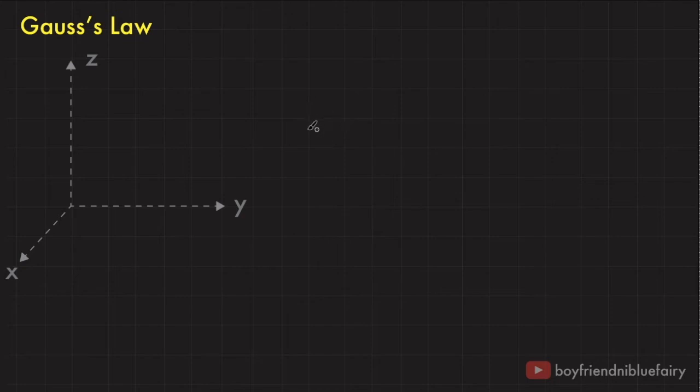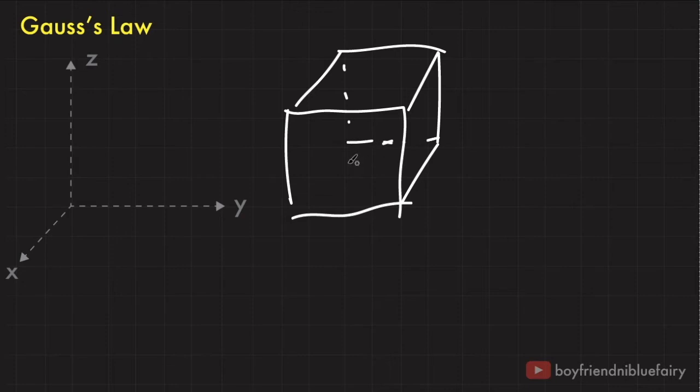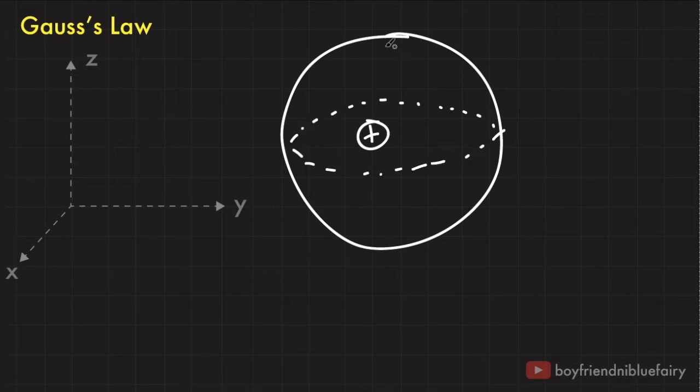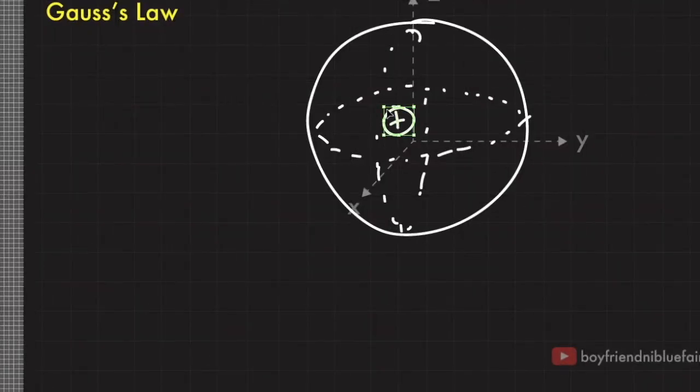I have again a closed surface like a cube. And this time, there is a charge inside that cube. Now, in order for me to calculate easily the flux that passes through this surface, I'll just assume another kind of surface that is symmetric with the charge. So this time, if I have a positive charge and it is enclosed by a surface, I'm going to use a symmetric surface like a sphere. The surface is centered at the origin and the charge is also centered at the origin.